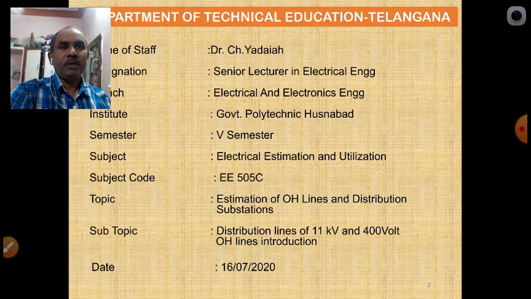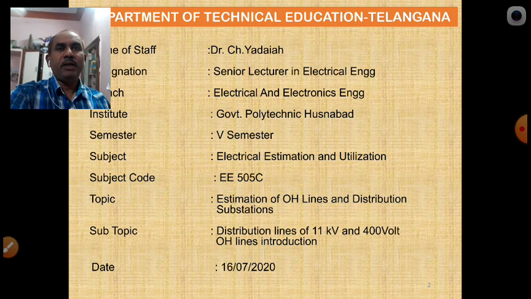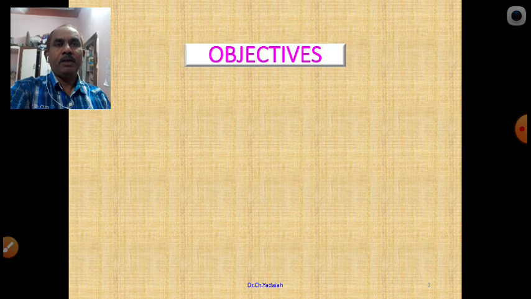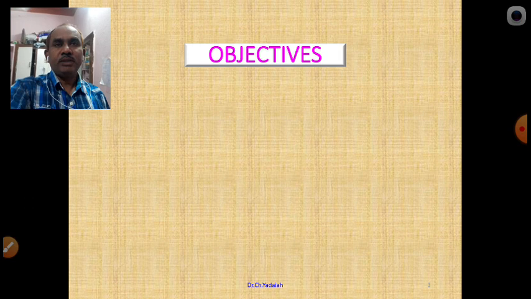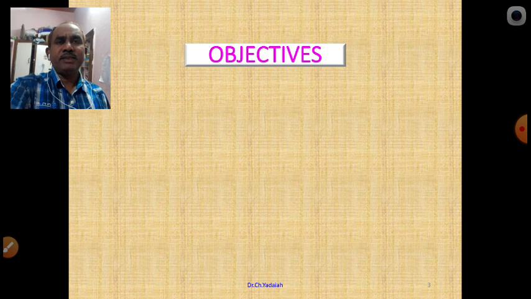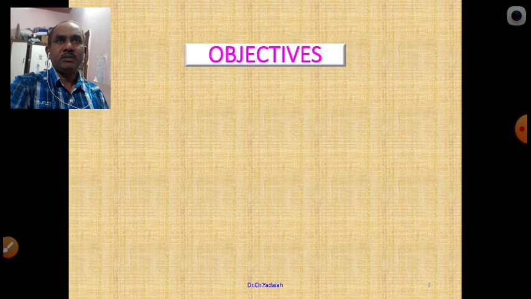Today's topic is distribution lines of 11 kV and 400 volts overhead line introduction, basic things. Now, let us see what are the basics regarding transmission and distribution of our power system. If you know the basic things, we can easily estimate the distribution lines, its materials, its costing, as well as the transmission lines and its costing also.